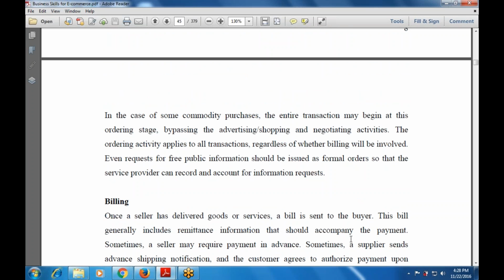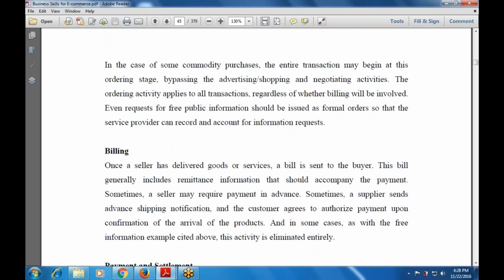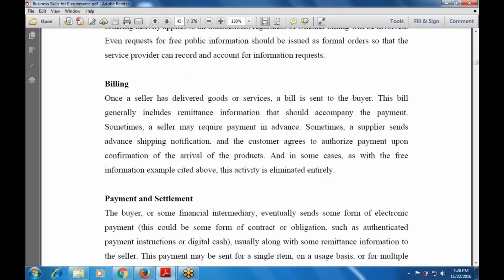The next one is billing, which is also possible with e-commerce. With the e-content, the suppliers advance the shipping notification and the customer agrees to authorize the payment upon confirmation of the arrival of the product. That is used in some cases, as with free information, where this activity is eliminated entirely.